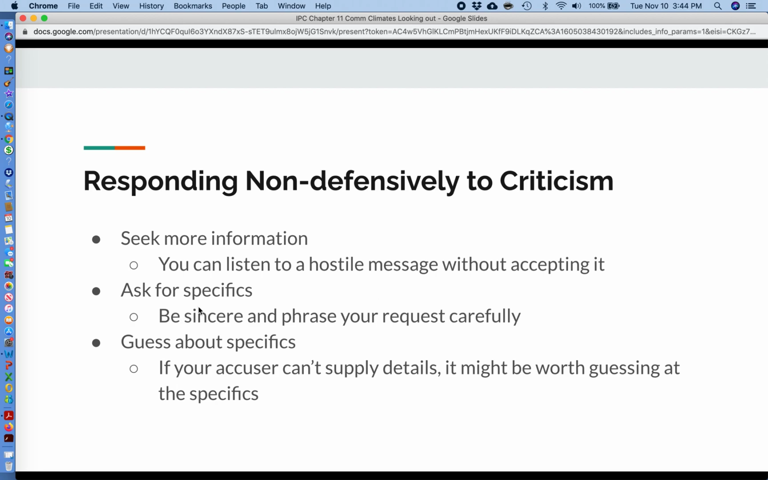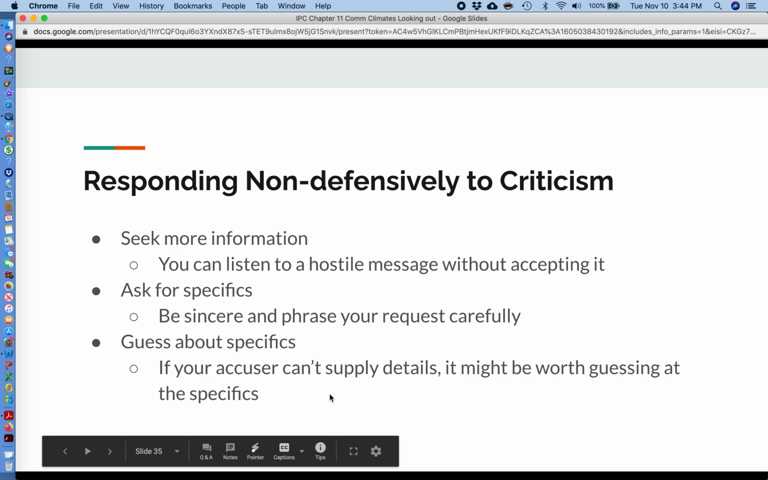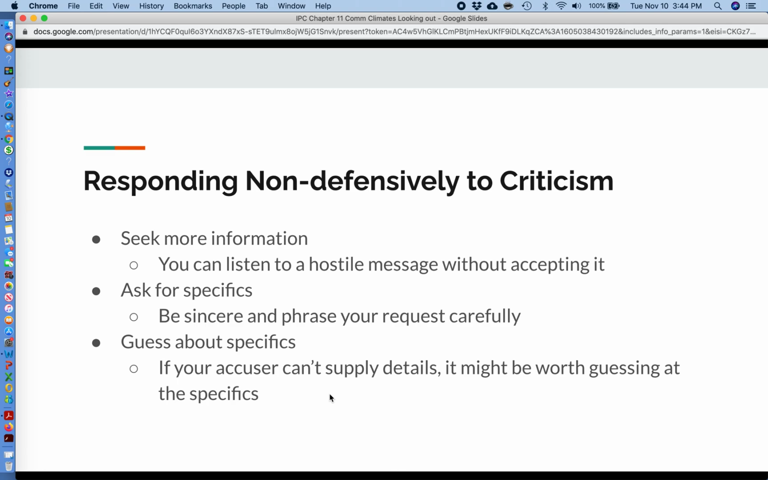Then ask for specifics. Now when you ask for specifics, be sincere and phrase your request carefully. Right? What did I do that upset you? Now it's important that you seem sincere, because if you don't, then you're going to come across as a smart aleck, and this can generate more problems. And then if you have to, guess at the specifics. If your accuser can't supply details, if you're doing something that's making someone mad, but they won't tell you, or can't tell you what it is you're doing, maybe you can suggest some things.